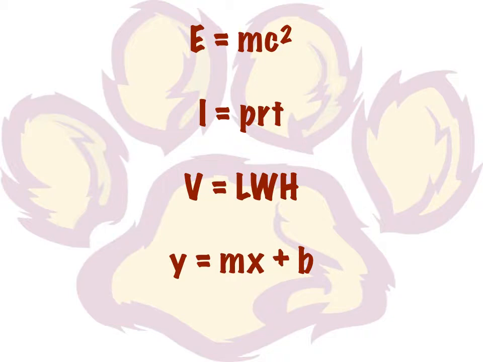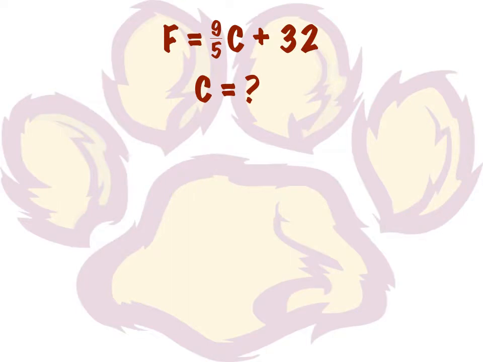Those are just a couple of the more common ones you'll see. There are many others, especially in science. Another one that you see a lot on the EOC is converting temperature from Fahrenheit to Celsius or Celsius to Fahrenheit. So we're going to take the one for converting Celsius to Fahrenheit, where we have F equals 9/5 C plus 32. And we're going to rearrange that equation, so we're going to have C equals.